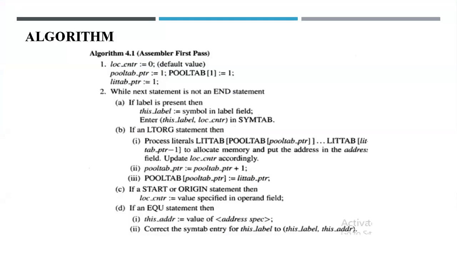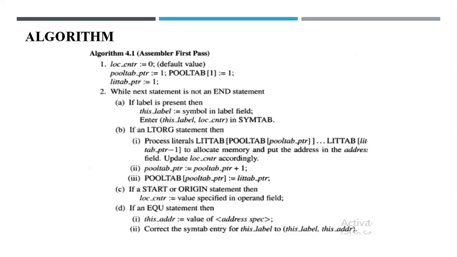So this is the algorithm. You can see the algorithm of the first pass, that is the algorithm of pass one. As we know, the location counter by default has to be 0, which will later be initialized with some value given by the start or origin. The pool tab pointer, obviously at the start, is initialized with 1. The pool tab array at bracket 1 is initialized with 1. The literal table pointer is initialized with 1, so by default the entry of the literal table is 1. The pool table pointer is at the start initialized with 1, and that is incremented later on.